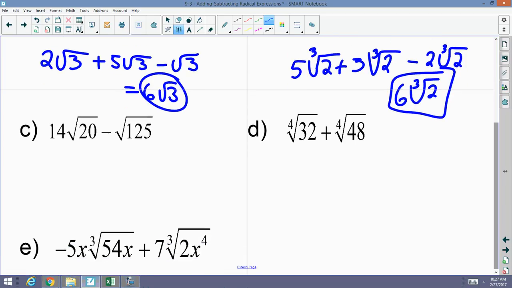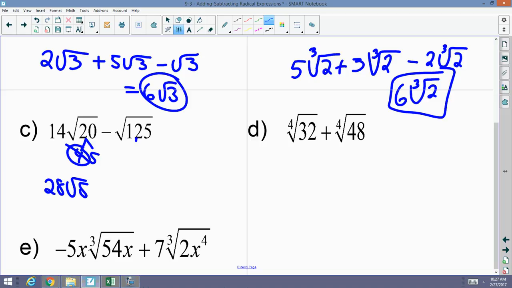Okay, 14 times the square root of 20 minus the square root of 125. Okay, 20. Think perfect squares. What does that break up into? Yeah, 4 and 5. What's the square root of 4? Yeah, so this is going to be 28 square root of 5.